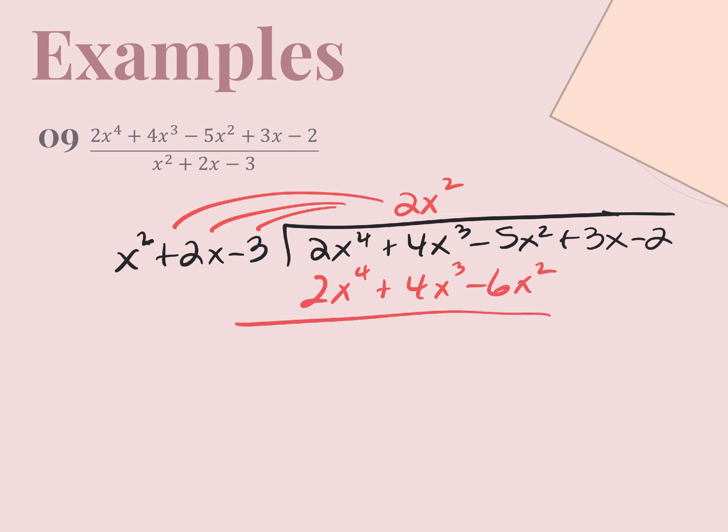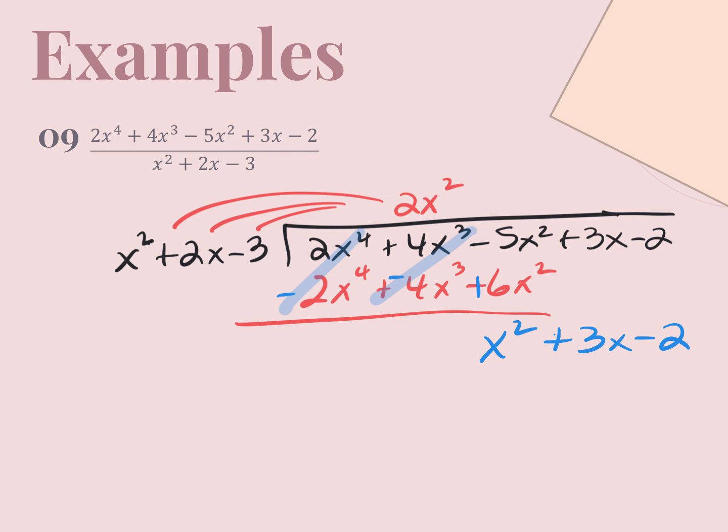Change all of the signs to opposite. And now the 2x to the fourth cancels, and so does the 4x to the third. So then the only thing I need to combine here is the negative 5x squared plus 6x squared, which just gives me 1x squared. Now, because I canceled two terms, I need to bring down two terms. So I bring down the 3x and the negative 2.